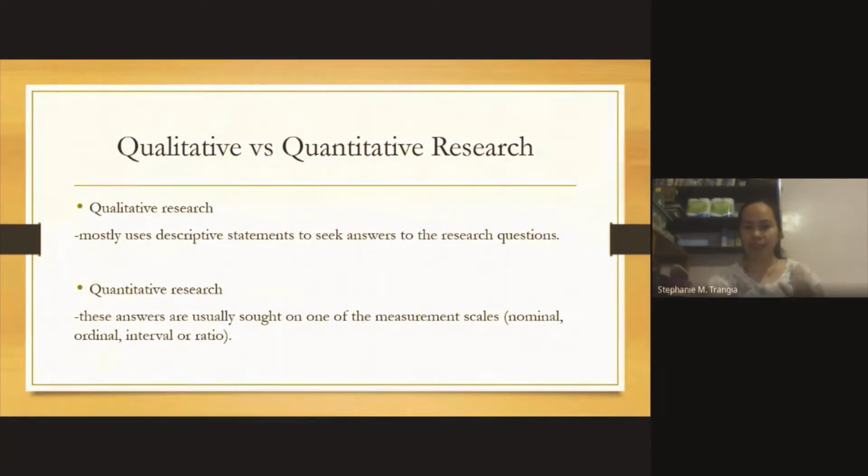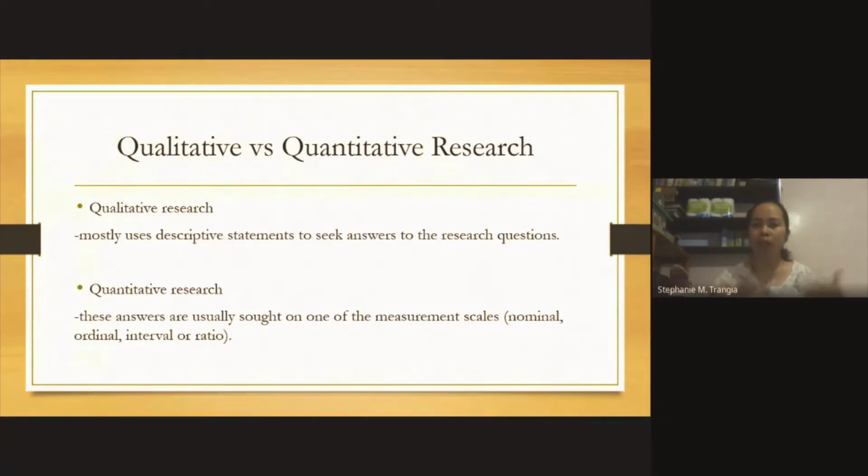Whereas in quantitative research, usually the answers used are fixed. For example, in a nominal scale, gender is a nominal scale. So it is fixed: what is your gender, or what is your blood type, or what is your rank in your office. So the answers in quantitative research are very fixed.